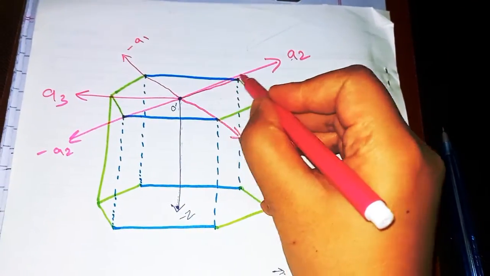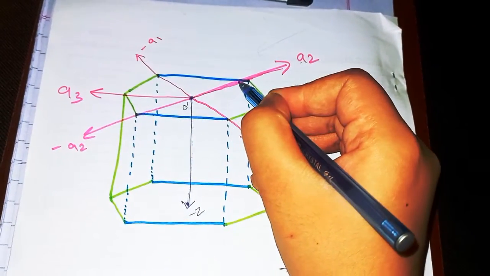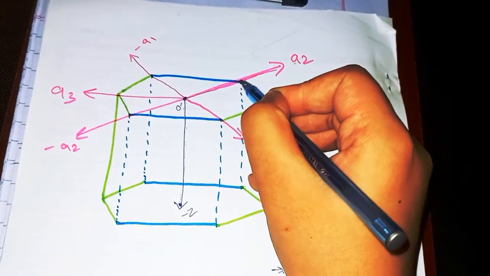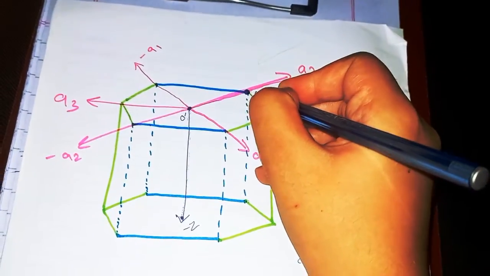They exactly pass through the corner point. So starting from origin we will move 1 unit along the positive a2 direction, and this is a point on the plane. Okay, this is one of the points on the plane.